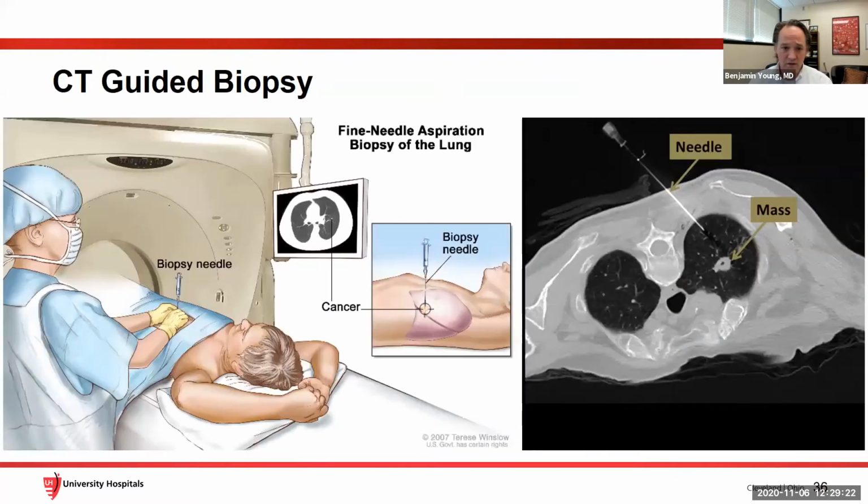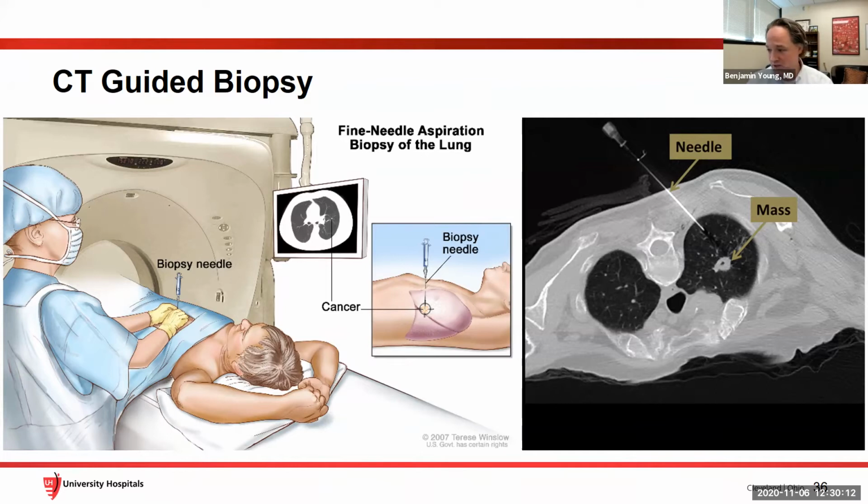The first method is an image-guided biopsy, most commonly a CT-guided biopsy. What happens is the patient ends up lying on the table in the CAT scanner, and the radiologist will put them into the CAT scanner, identify where the nodule is, and then line up a needle. After giving the patient some medication to make them a little bit sleepy and some numbing medicine, they insert the needle in between the ribs and, under guidance from the CAT scan, directly into the nodule to get a biopsy. This is actually quite an accurate way to get an answer as to what's happening in the nodule.